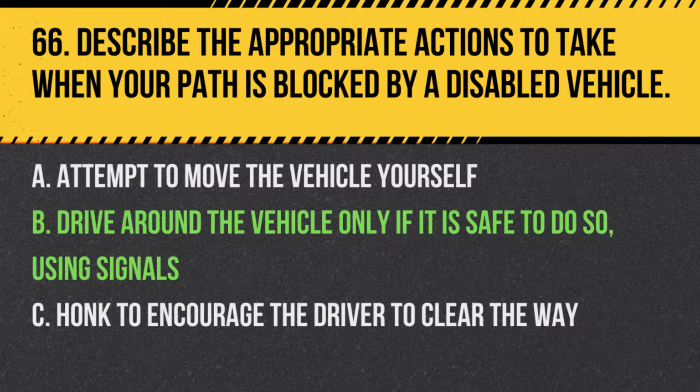Answer: B. Drive around the vehicle only if it is safe to do so, using signals. Ensure you check for traffic and use your indicators to move safely around the obstruction.